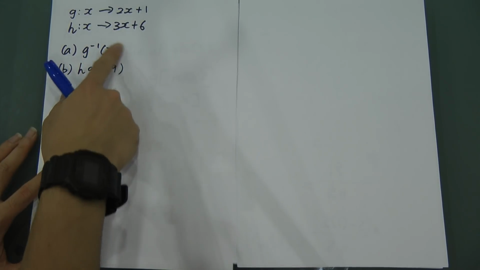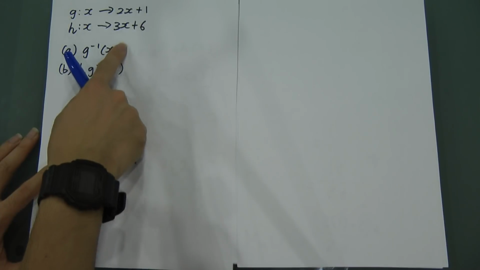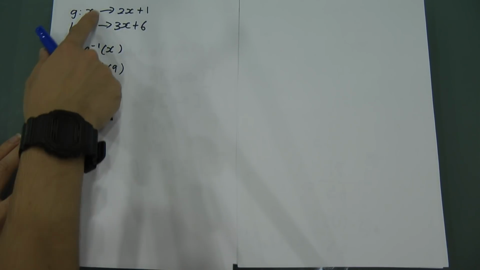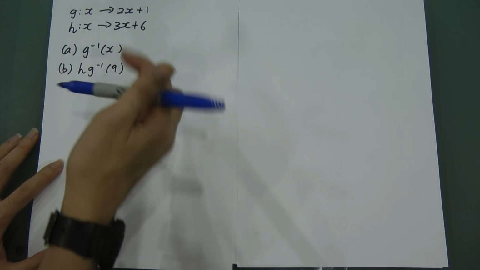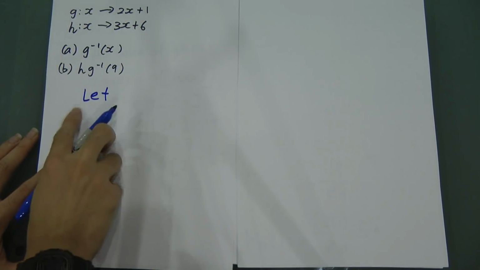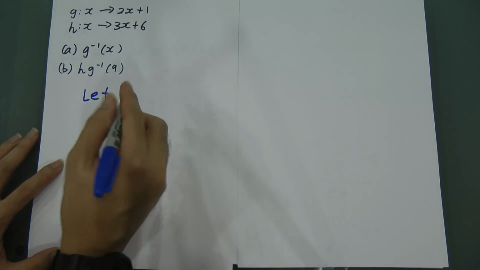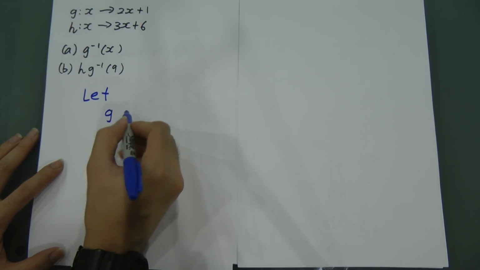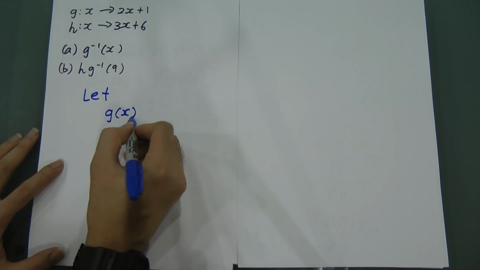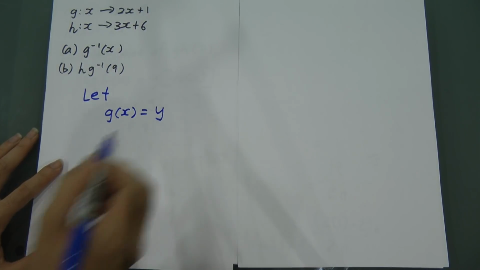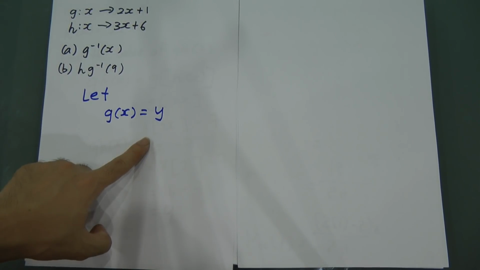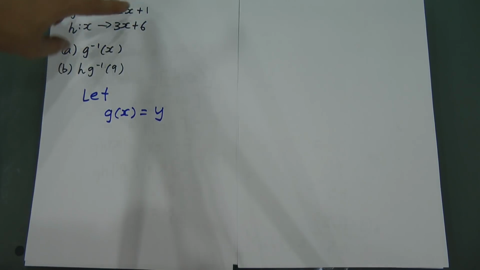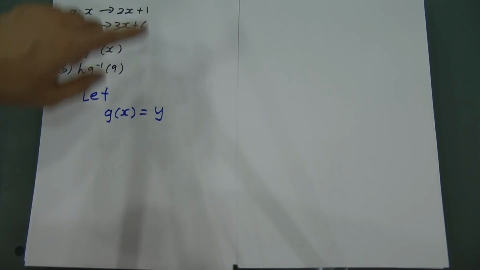Okay, when you want to find g inverse, we got g(x) here. So I just let, remember the word "let" is very important. So I let g(x) equal to y. Okay, g(x) will equal to y. Means g(x) is this one, so the 2x plus 1 will equal to y.